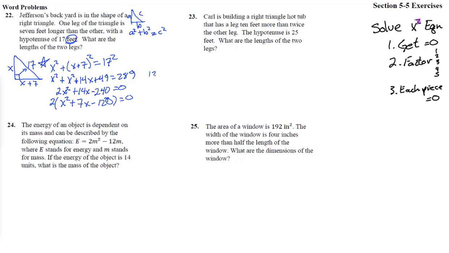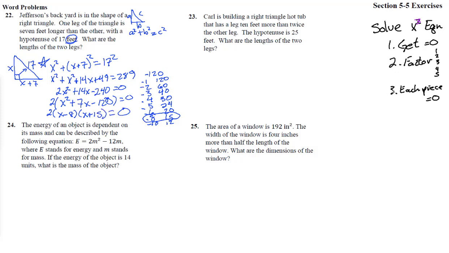And so we're multiplying up to negative 120. Could be 1 and 120, 2 and 60, 3 and 40, 4 and 30, 5 and 24, 6 and 20, 8 and 15, 10 and 12. There we go. And do any of those add to 7? One of these has to be negative. There we go, negative 8 and 15. So this is 2 times (x minus 8)(x plus 15) equals 0.